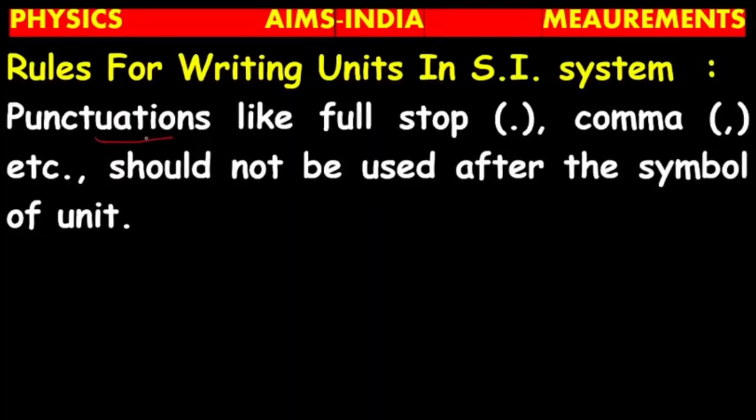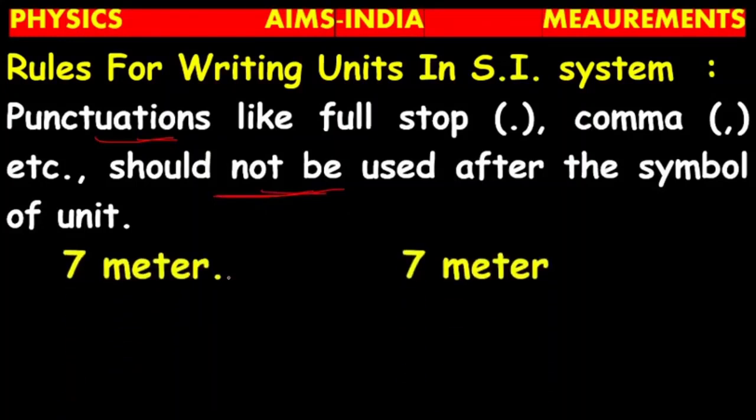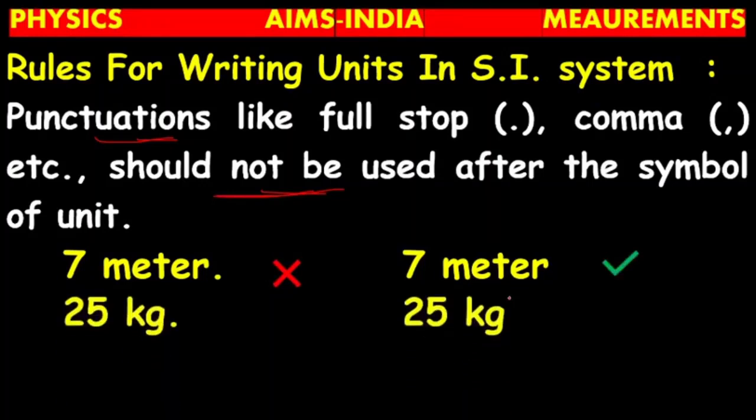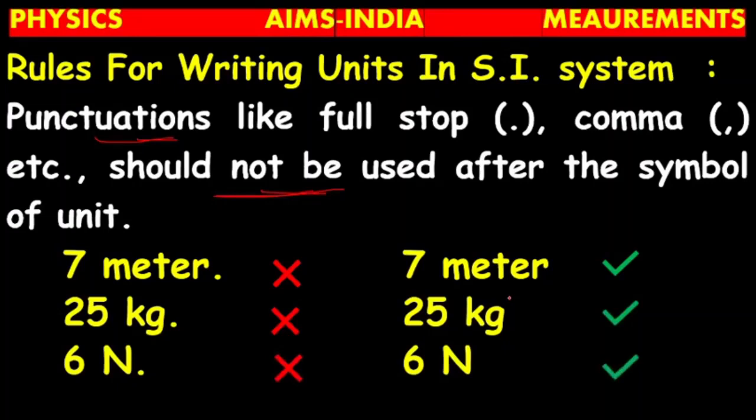Next, punctuation marks like full stop or comma should not be used after the symbol of the unit. 7 m with a full stop is wrong. We have to represent it as only 7 m without a full stop. 25 kg with a full stop is wrong. 25 kg, that's all. 6 N with a full stop is wrong. 6 N, like that we have to represent.